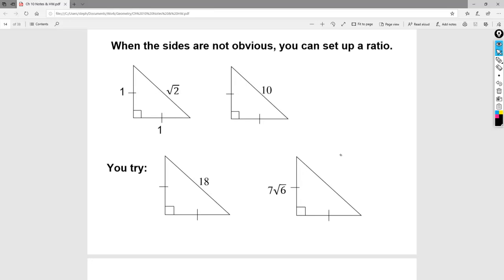Alright, so we can always set up a ratio. I think it's equally easy to just divide. It's kind of up to you. So there's a few ways that we can do this. I'll show you 2 ways.